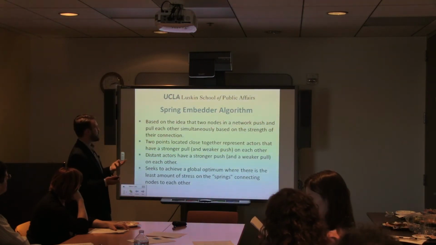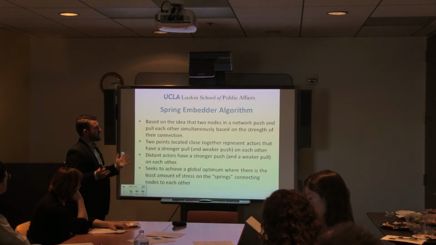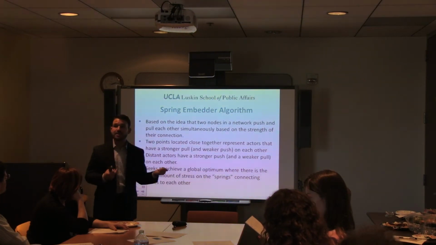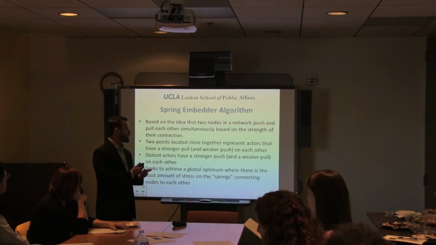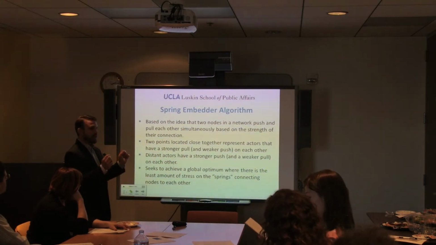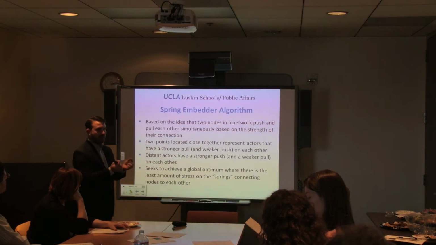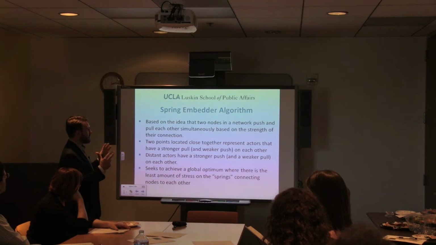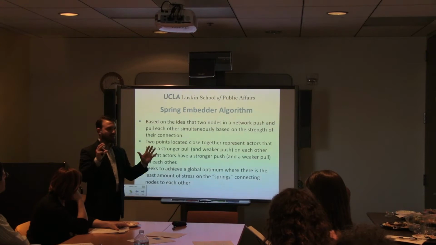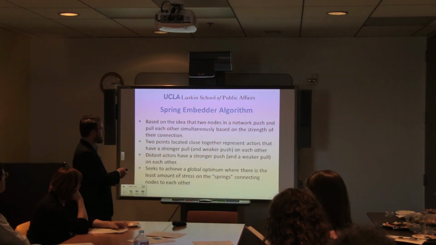Basically, this is just a formula based on the idea that two nodes in a network both simultaneously push and pull at each other based on the strength of their connection. In this case, we can think about the strength of their connection as the number of individuals who connect social spaces. So two points located close to each other in these spring embedder diagrams have a stronger connection, and distant actors have a weaker connection. This spring embedder program seeks to optimize this network visualization space.